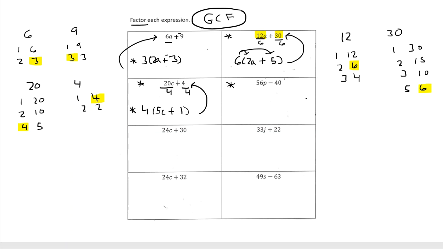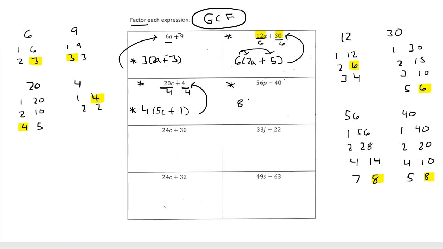56p minus 40. Okay, so let's take our two numbers. Let's list our factors. 4 and 14. And then we also have 7 times 8 is 56. And then 40, we have 1 and 40. We have 2 and 20. We have 4 and 10. And we have 5 and 8. So we want to identify our greatest common factor, which in this case is going to be an 8.